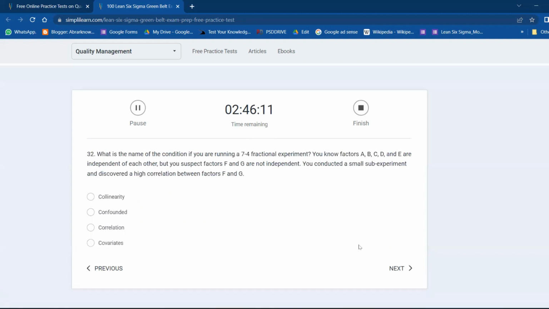So let's go to the 32nd question. What is the name of the condition if you're running a 7-4 fractional? This is on the DOE fractional experiment. You know the factors A, B, C, D, and E are independent of each other, but you suspect that factors F and G are not independent. You conducted a small sub-experiment and discovered high correlation between factors F and G. So you need to check collinearity to get a more precise idea, because it already seems to be confounded. Correlation and covariance are not helpful. Collinearity you can do.